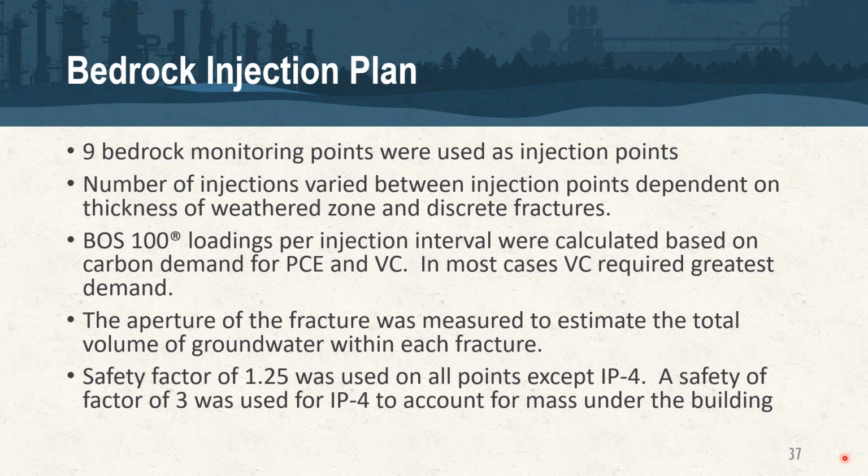A safety factor of 1.25 was used on 8 of the 9 points used for injection, except for IP4. This was given a safety factor of 3 because of its proximity to the building itself, and to account for any mass that may bleed out over time from beneath that building. Next slide, please.